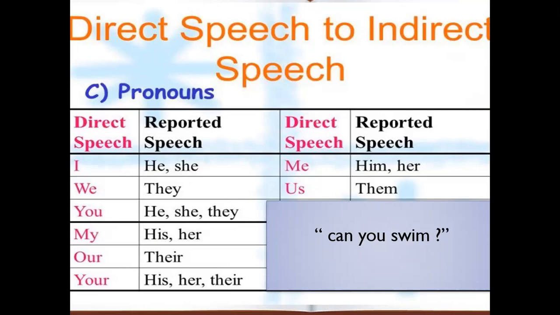For example, when we say, where is my pen? He asked me where his pen was. Okay, هلا حولنا الماي إلى his لأنه الفاعل مذكر. He asked me. لو إنها بنت, she asked me, نحكي where her pen was. We always change we into they, our, their, us, them.